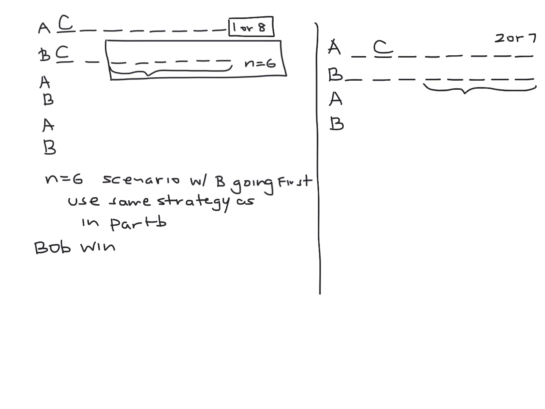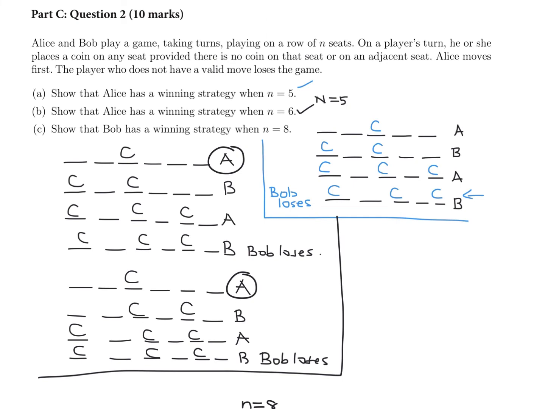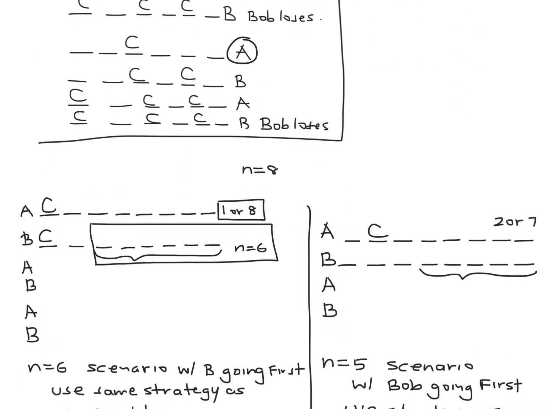So now it becomes an n equals 5 scenario with Bob going first. Therefore, you use the same strategy as in part A of this question, and that will allow Bob to win. If you recall, we had this scenario, and you just do the same thing, but the only difference is that instead of Alice going first, Bob goes first, and that allows Bob to win using that strategy.